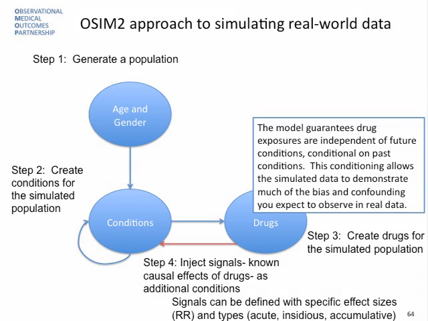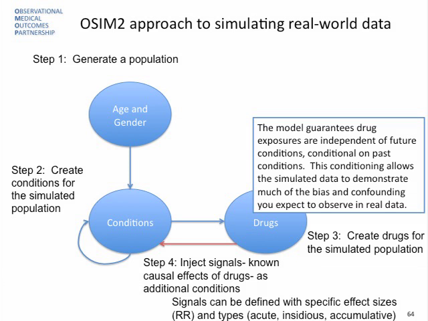I spent a lot of time on this relative to some of the other things, and you'll see bits of data that we derive from this scattered throughout the day, particularly where we're looking at how well we can hit the relative risk and how well we can hit the timing. So at the end of the day, we think this model guarantees that the drug exposures are independent of future conditions, but conditional on past conditions, which allows us, we hope, to capture a lot of the confounding and biases that exist in real data sets, and still know the truth of the relative risk and the timing.